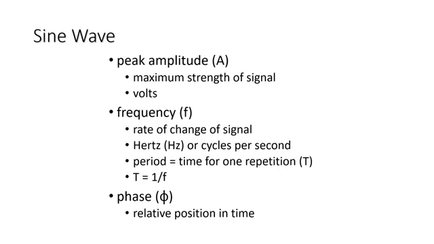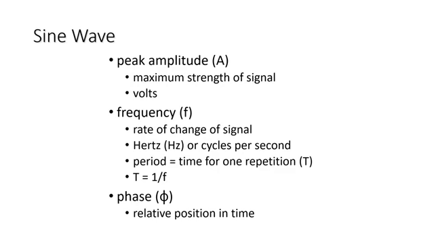The sine wave is a fundamental periodic signal. A general sine wave can be represented by three parameters: amplitude, frequency, and phase. Peak amplitude, represented by a capital A, is the maximum value or strength of the signal over time. It is usually measured in volts. The greater the amplitude of a wave, the more energy it is carrying.